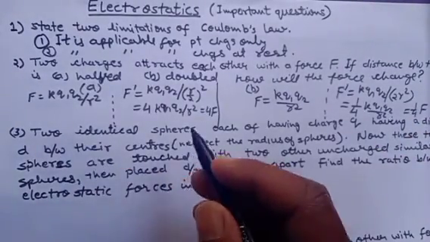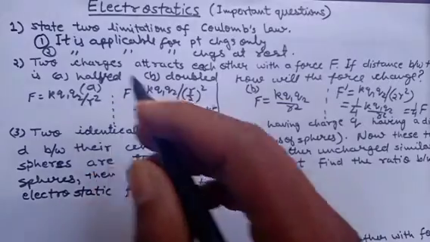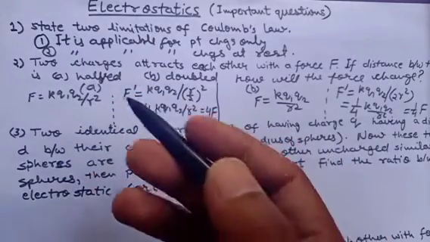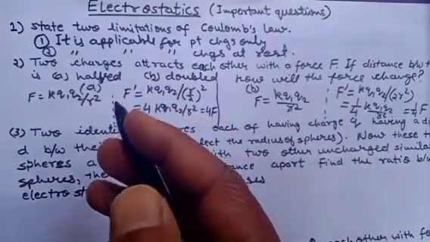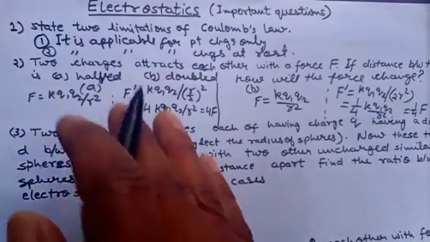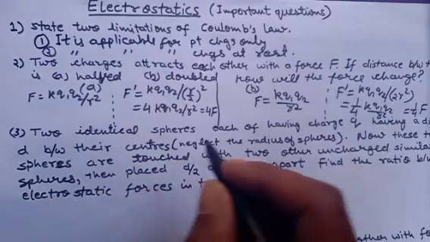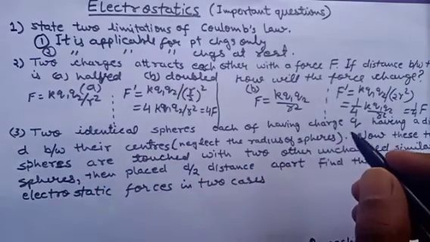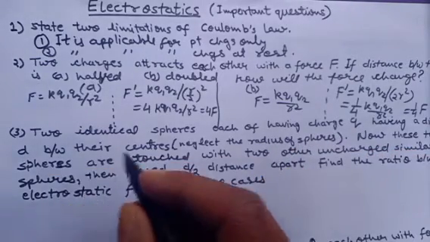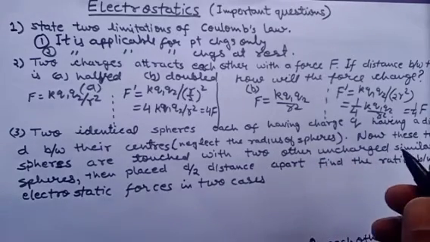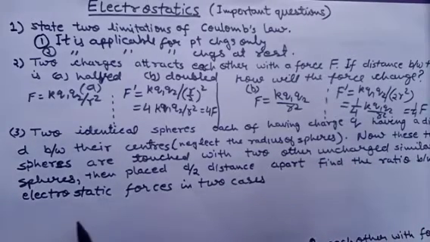Two identical spheres. Anytime anything in such a manner can be asked, solve it in two ways, before and after. Two identical spheres, each having charge q, with distance d between their centers, neglecting the radius of the spheres. Now these two spheres are placed d by 2 distance apart. Actually, a similar question. Now it is halved.